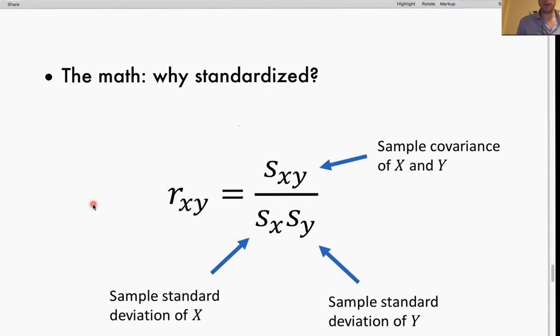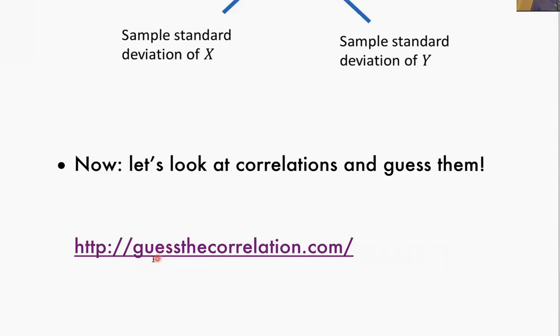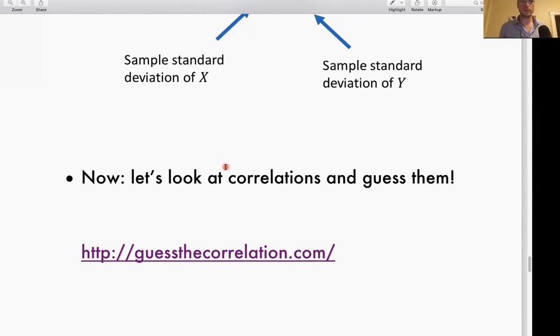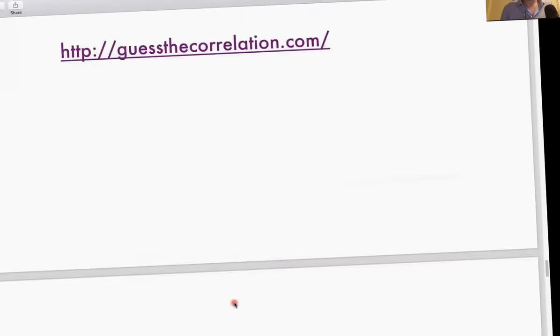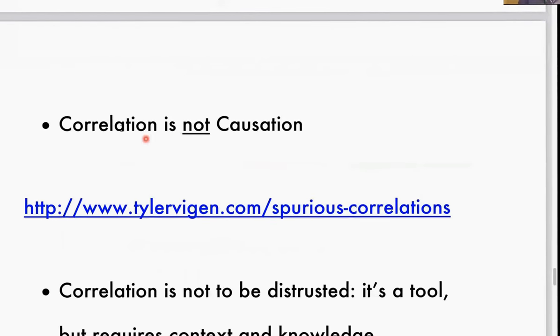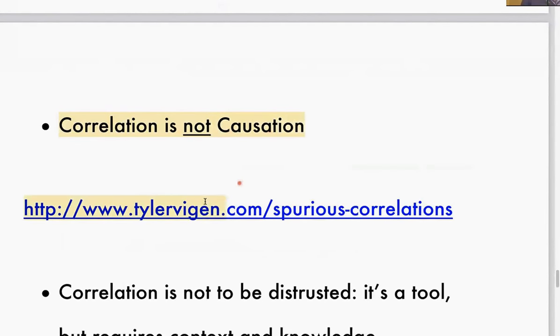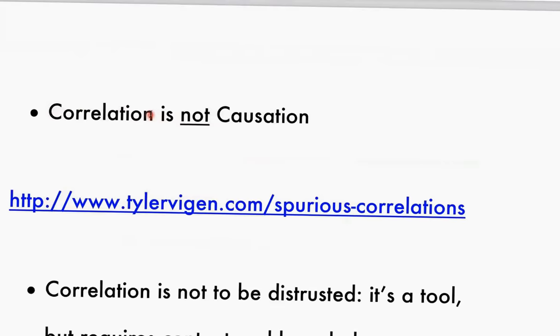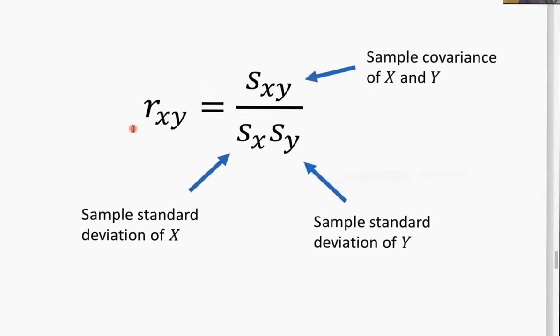It varies from -1 to +1. I was going to play guess the correlation. I have that posted to the site, but take a look at it yourself, and we'll start off with that tomorrow. And then tomorrow we'll also talk more about why correlation is not causation, and we'll talk about this idea of spurious correlations.